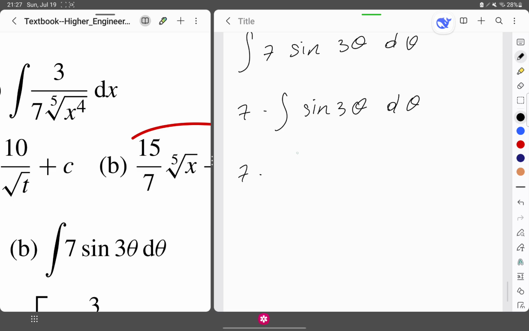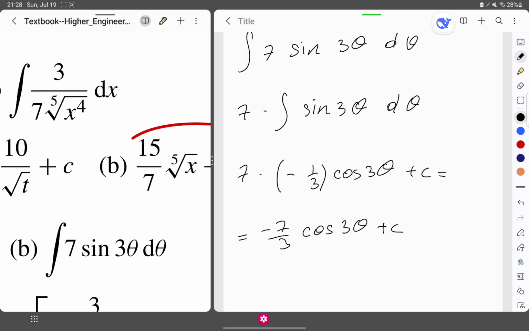7 times sine. The integral of sine is negative cosine, and for 3 theta it will be 1 over 3 cosine 3 theta plus c. And finally, negative 7 over 3 cosine 3 theta plus c.